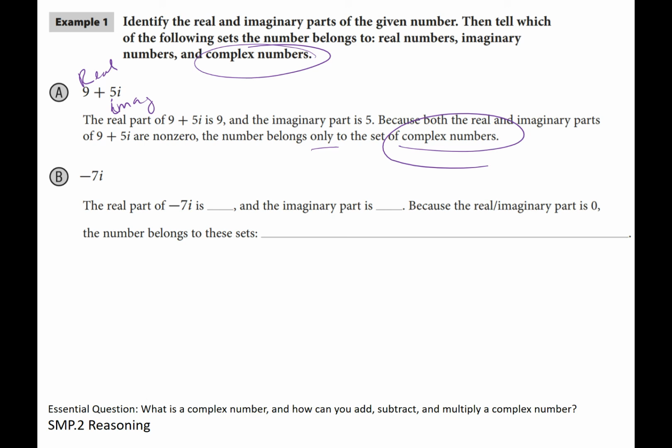Okay. So this right here, if it helps you, put a 0 in there for the missing piece. So 0 is the real part. The imaginary part is 7. Because the real part is 0, the number belongs to the sets: the imaginary and the complex.